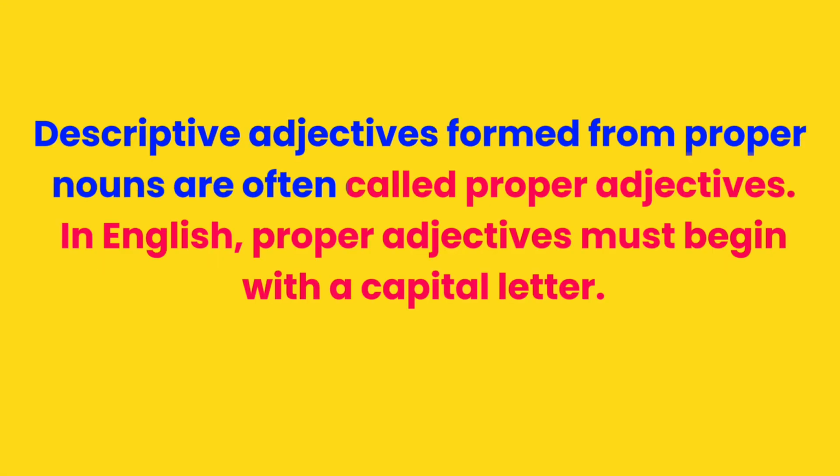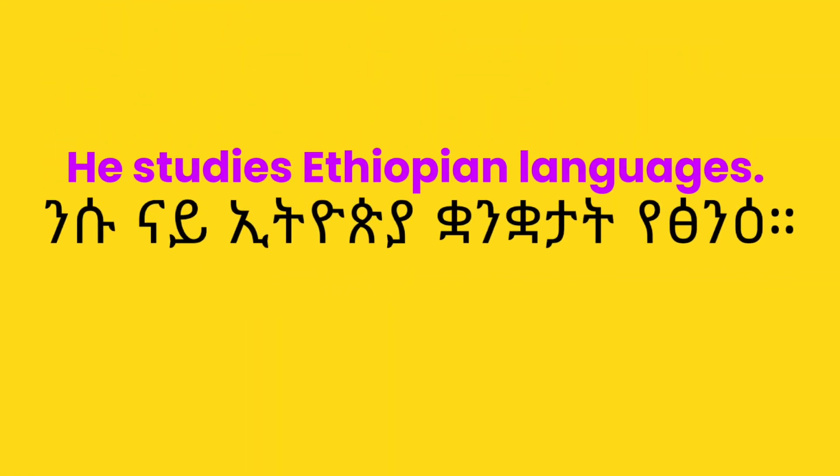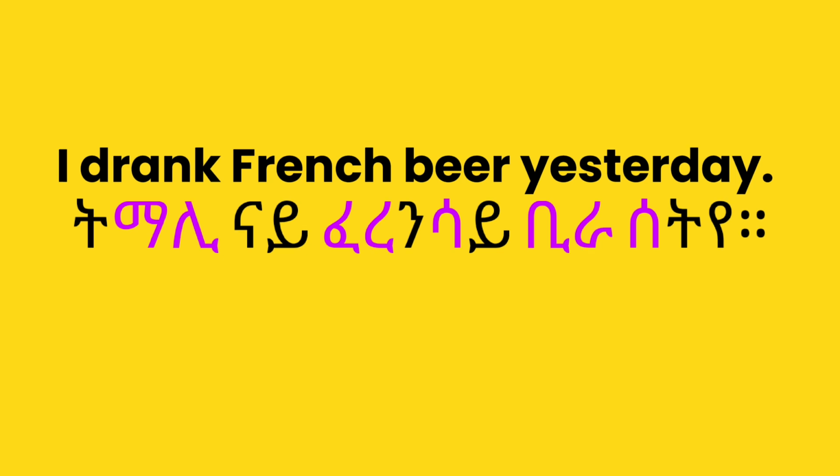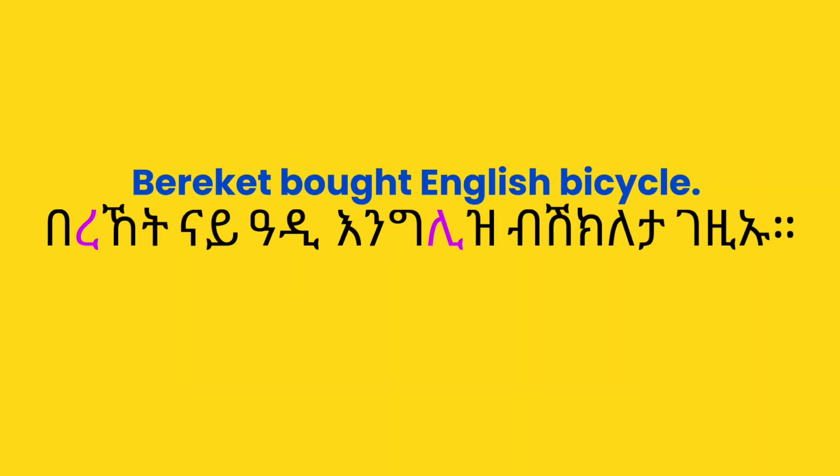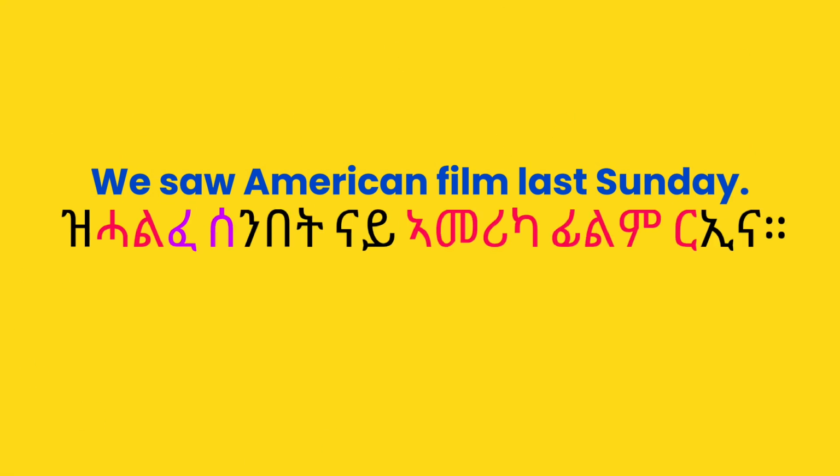Descriptive adjectives formed from proper nouns are often called proper adjectives. In English, proper adjectives must begin with a capital letter. Look at the examples. He studies Ethiopian languages. I drank French beer yesterday. Berekit bought an English bicycle. We saw an American film last Sunday.